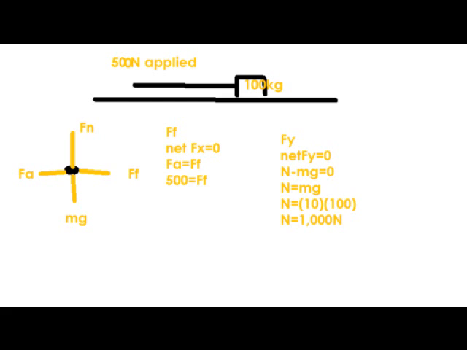Next, to move on to the y direction equation, we write down the elements, which is N, the normal force, minus mg equals 0. To solve that, N equals mg. Plug in the numbers, 10 times 100, and that gives us the normal force of 1,000 newtons. That's how you calculate the frictional force and the normal force.